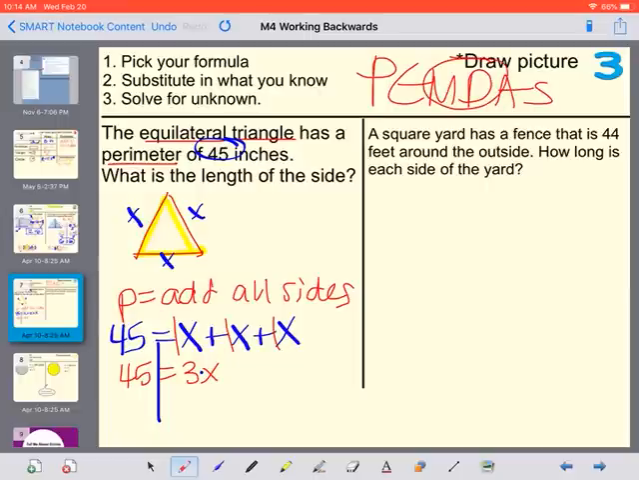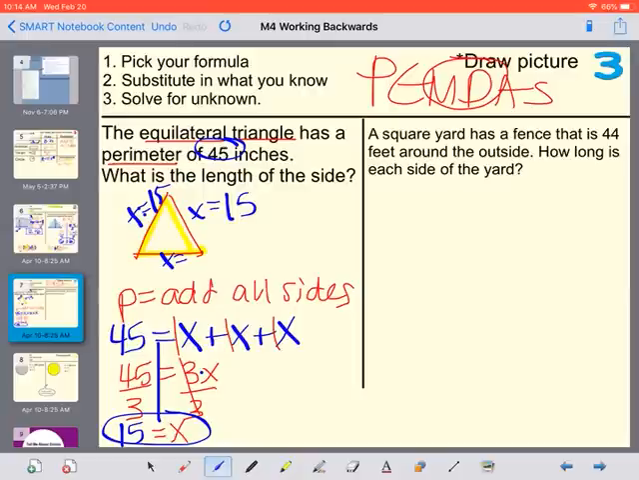The opposite of multiply is divide, so I'm going to divide by 3. 3 divided by 3 is just 1x, or just x. And 45 divided by 3, you can plug in your calculator. You should get 15. So each side length here is 15. 15 plus 15 plus 15 does give us 45.